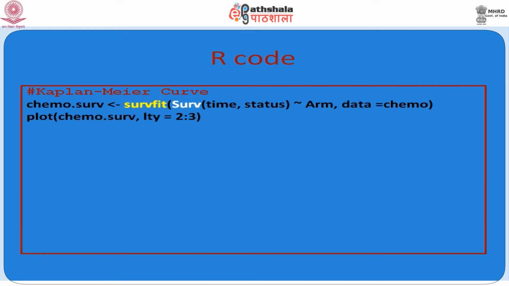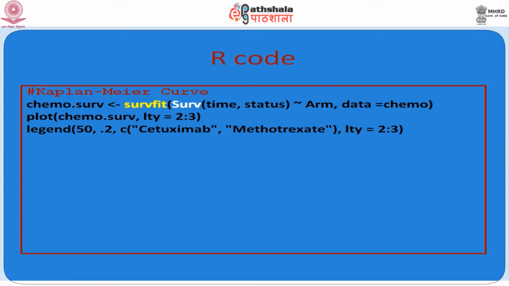Now the whole function, the whole set of estimates, is assigned to chemo.surf. Now if we put chemo.surf into the plot function, we will get the survival estimate. In the next slide we will see how the plots come out for the comparative curves between the cetuximab and methotrexate arms.